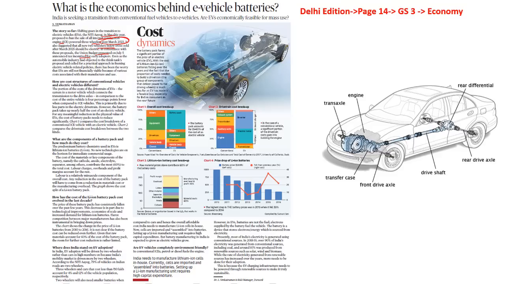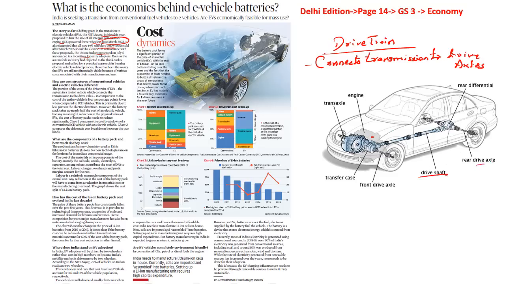When you look at electric vehicles, the major part is called the drivetrain. So what is this drivetrain? This is nothing but the part of the motor vehicle which connects the transmission with the drive axles. The drivetrain basically includes the transmission, the drive shaft, and the drive axle as well. So this is a connected part which includes all these important parts within the car system.